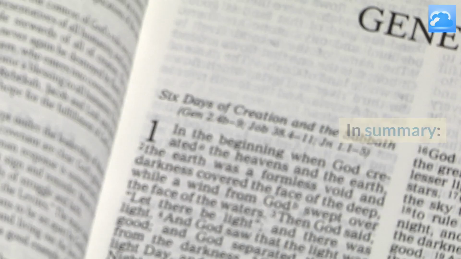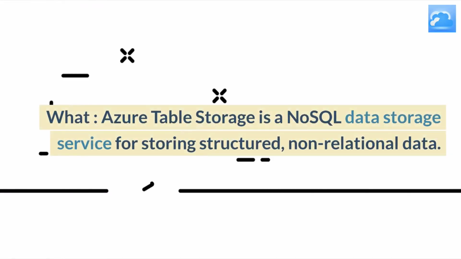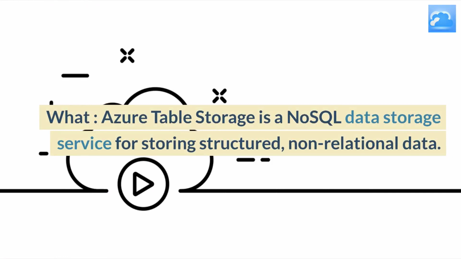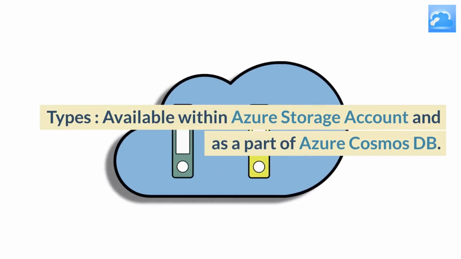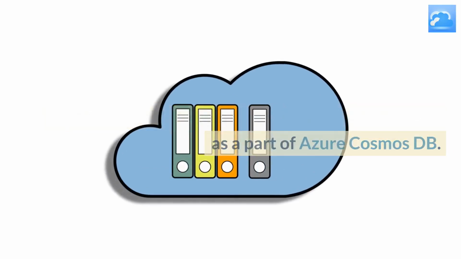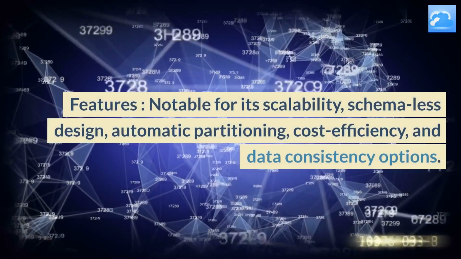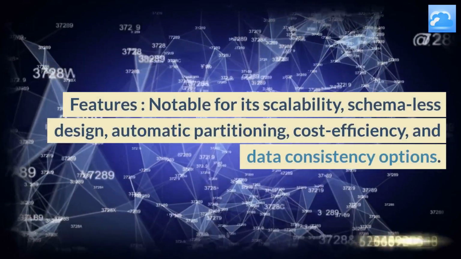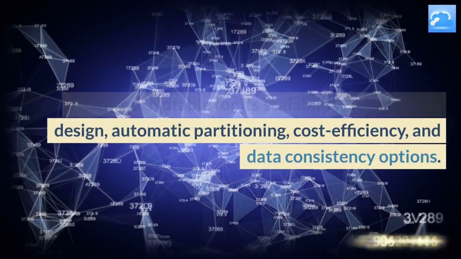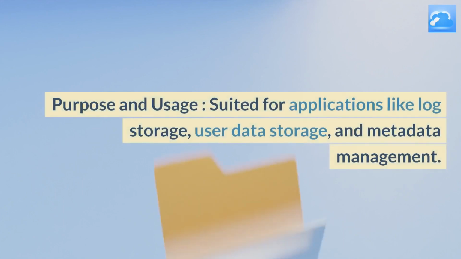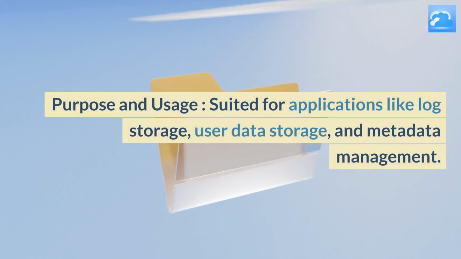In summary, what? Azure Table Storage is a NoSQL data storage service for storing structured, non-relational data types, available within Azure Storage account and as a part of Azure Cosmos DB. Features, notable for its scalability, schema-less design, automatic partitioning, cost efficiency, and data consistency options. Purpose and usage, suited for applications like log storage, user data storage, and metadata management.